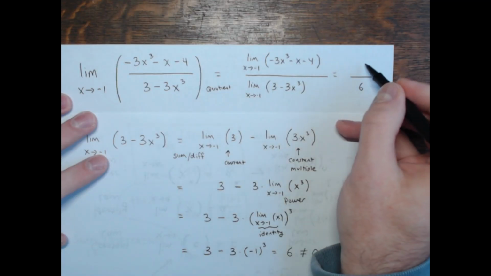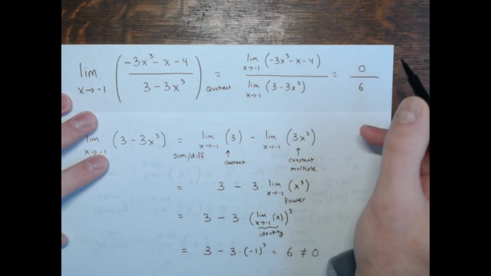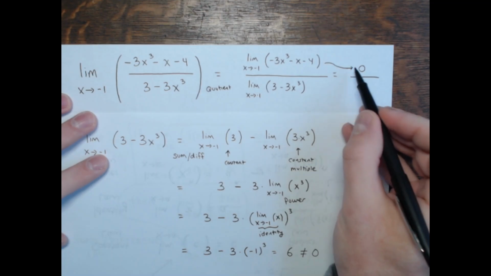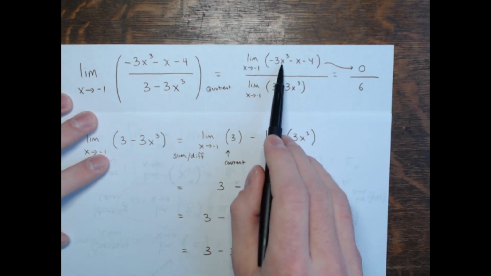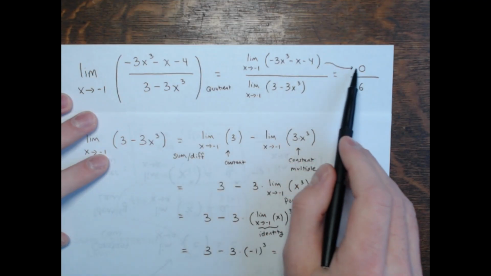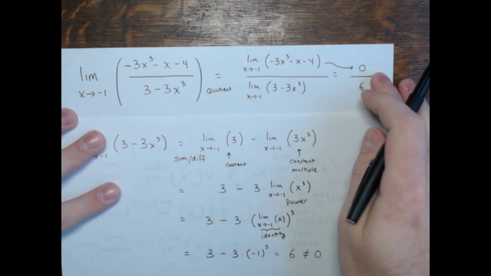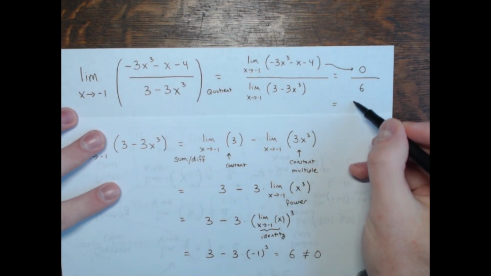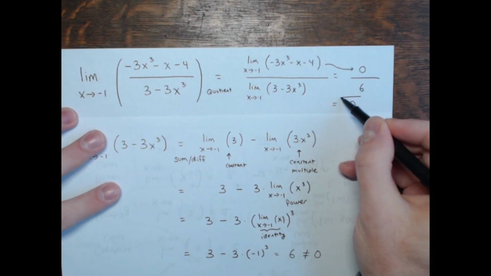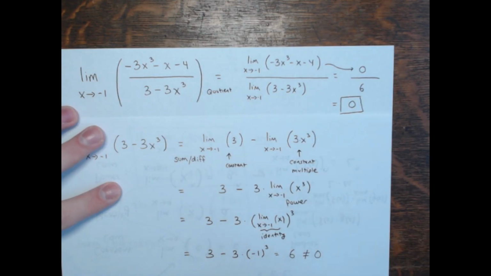And then -4 is 0. Okay, so this limit up here, right? Again, it's +3, +1 is 4, -4 is 0. So the numerator is approaching 0, right? The limit is 0, and the denominator is approaching 6, and then 0 divided by 6 is simply 0. So this is what I'm entering for the limit.